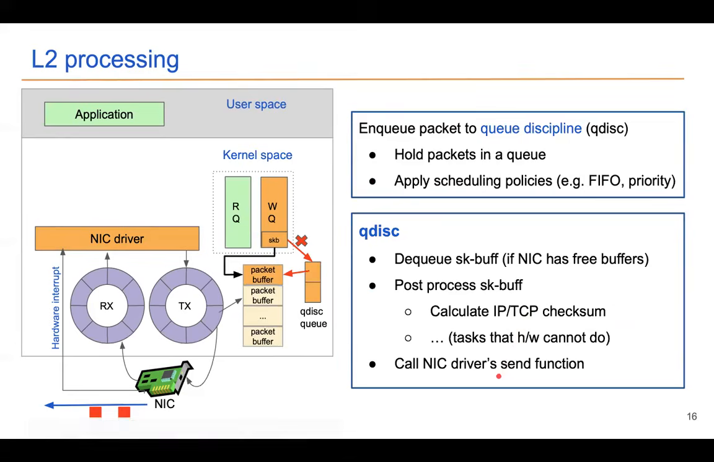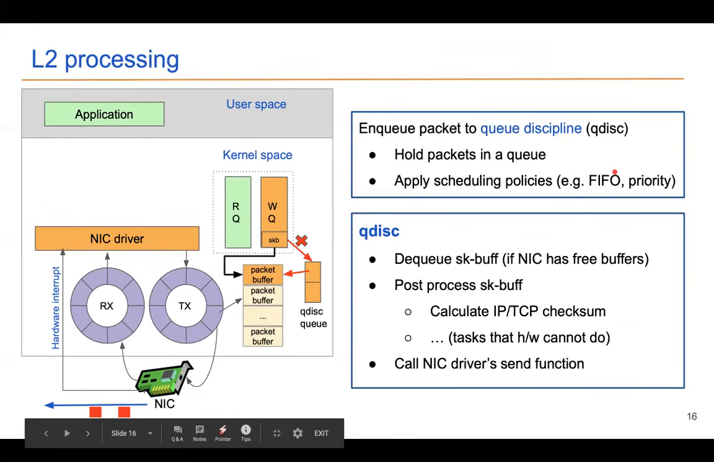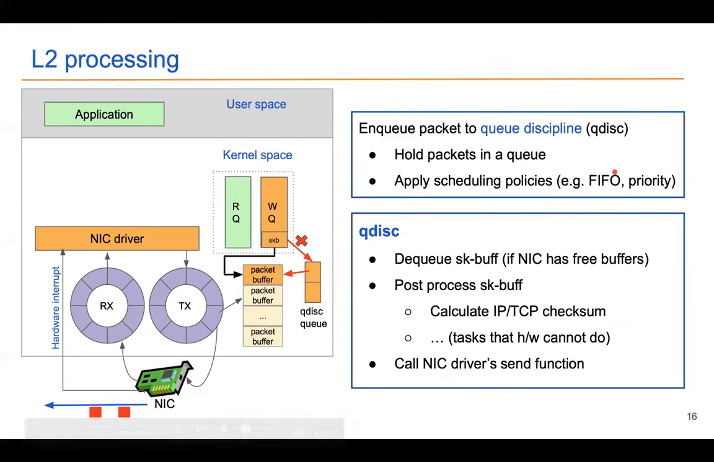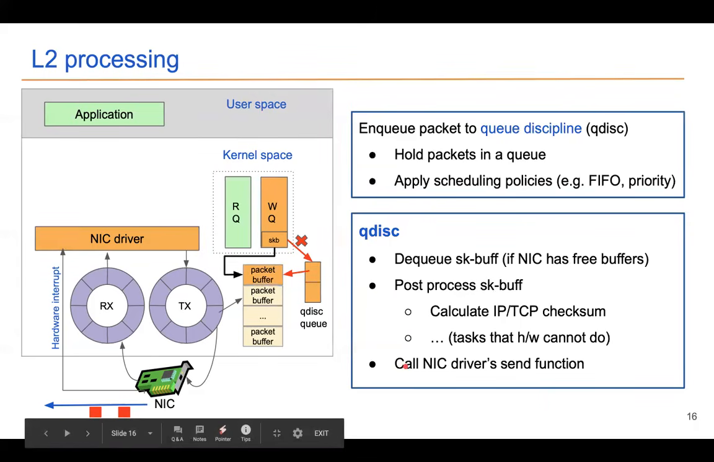The queue discipline, popularly known as qdisc, is a scheduler that holds the packets and applies policies like FIFO or priority scheduling. The packet is enqueued to this qdisc queue if the NIC's transmit hardware queue has free buffers. Qdisc dequeues the packet, performs tasks that cannot be performed in hardware, for example, IP or TCP checksum calculations. It then invokes the driver's send function.